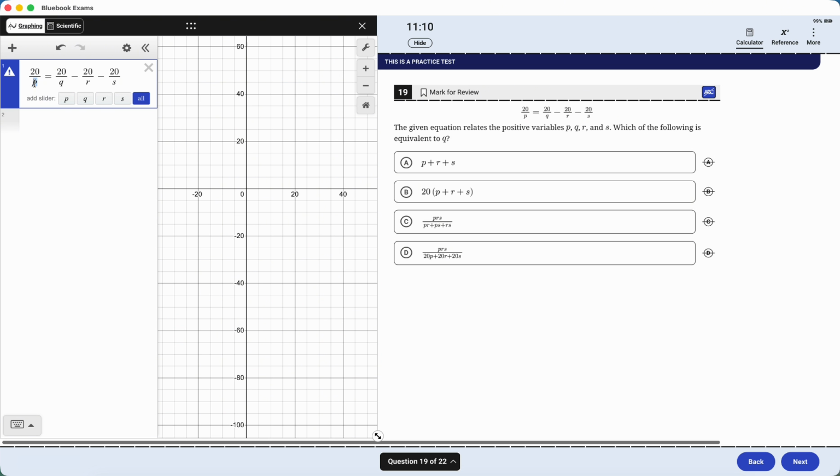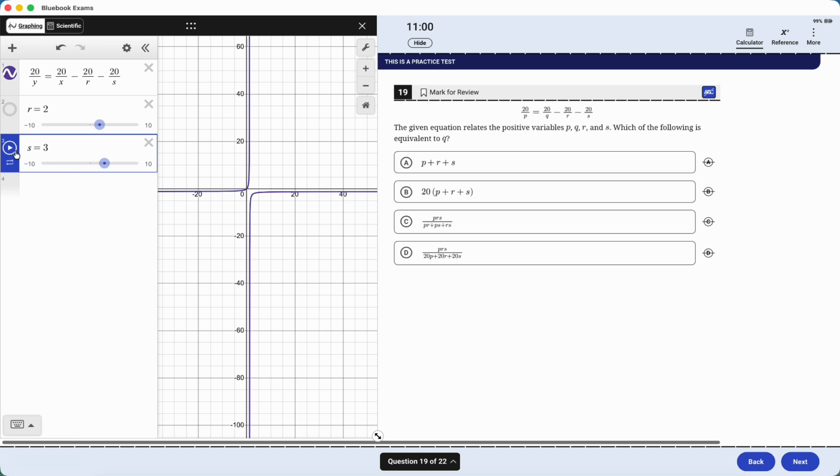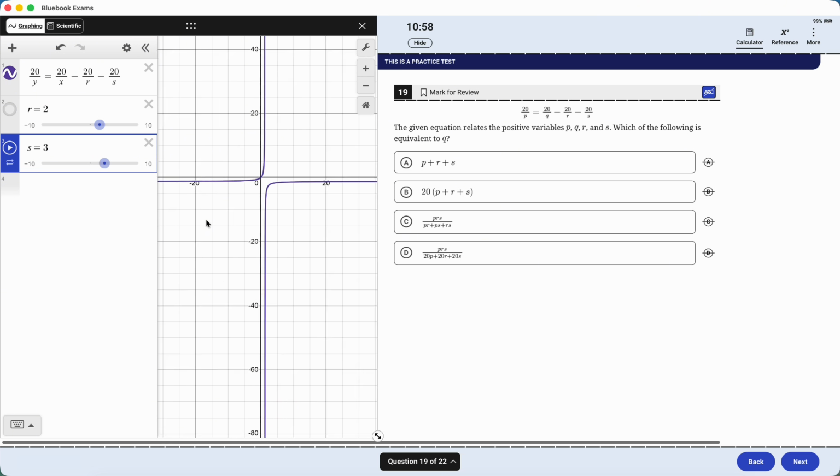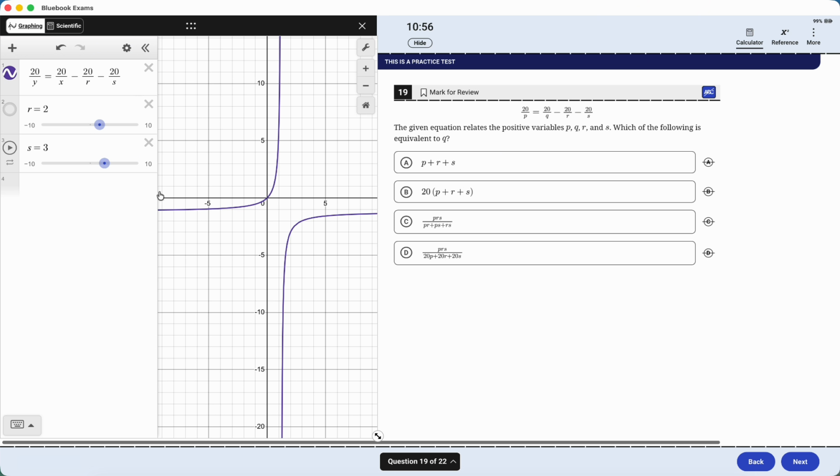You change two of them to be X and Y. It doesn't matter which ones, right? I'll change these two to be X and Y, my P and Q. And then for R and S, I'm just going to give them numbers again. Let's say R is 2, S is 3. You know, we get some numbers. And there's your graph now, right?